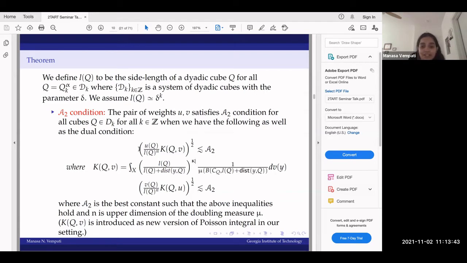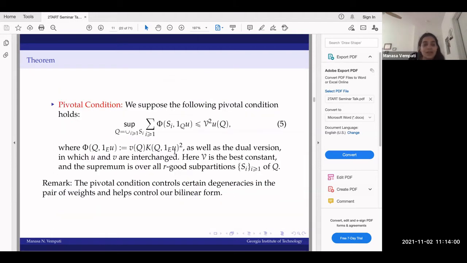So the A2 condition is this condition as well as its dual condition that you see here, where I've just replaced the roles of u and v. And A2 here is the best constant so that this inequality holds. And N here is the upper dimension of the doubling measure. And we also assume the pivotal condition holds for the two-weight inequality for the general Calderón-Zygmund operator. So I'm going to state what the pivotal condition is.